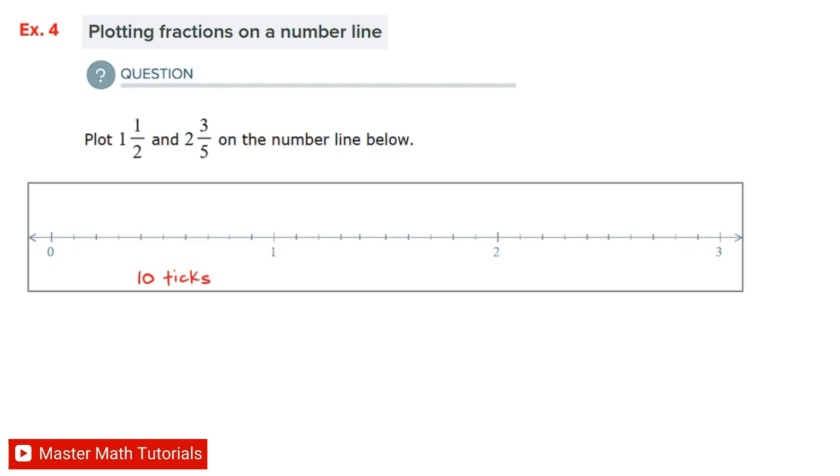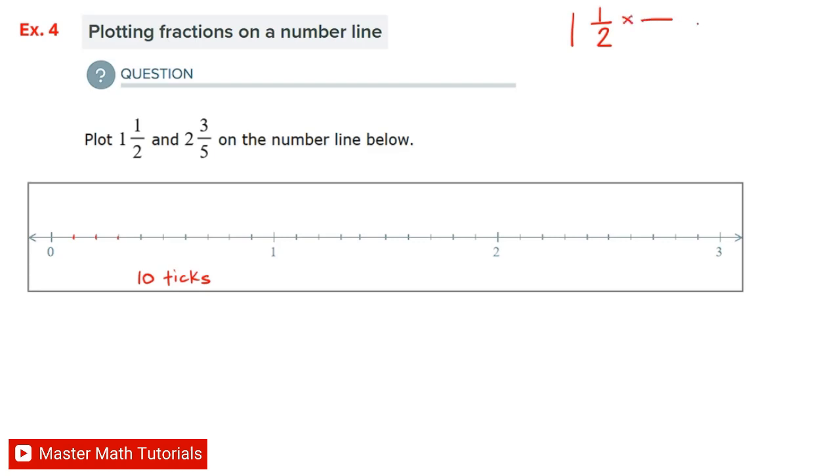So for 1 and 1/2, we need to identify the whole number. The whole number part is 1. So 1 and 1/2 is between 1 and 2 on the number line. Now we need to understand the fraction part. The fraction part is 1/2. Since there are 10 ticks between each whole number, we need to convert 1/2 to tenths.